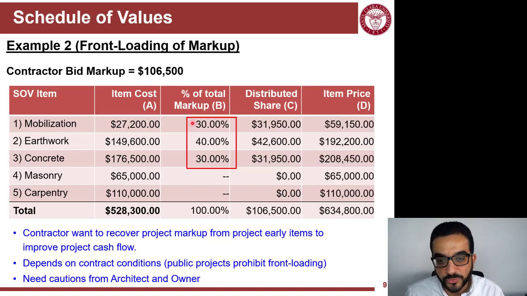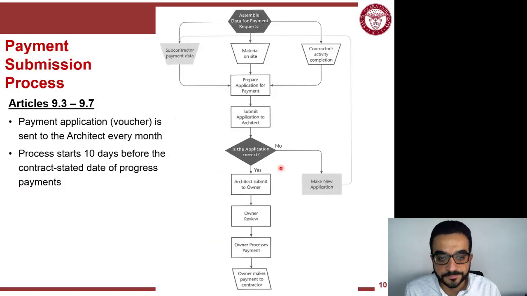So now we use this percentage, which is arbitrary. It depends on the bid manager or whoever is preparing the bid for the contractor, how much they want to front load the markup. This percentage should add up, of course, to 100%. So you distribute this 106,500 over these three items with this distribution. The total markup is still the same. And then you can see here the total price is still the same. So you're not changing the price or the value of the bid, but you're just distributing the markup in a different way.